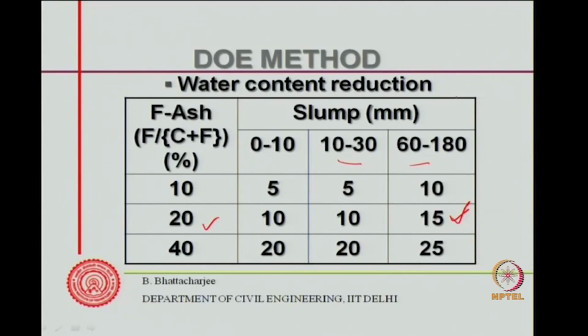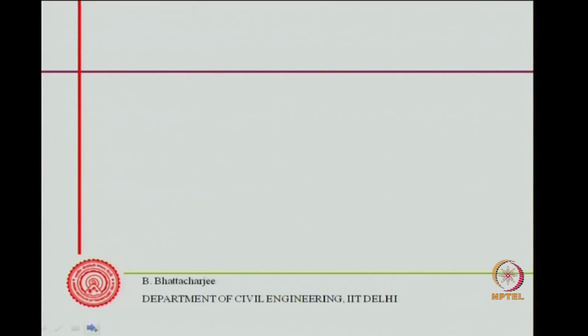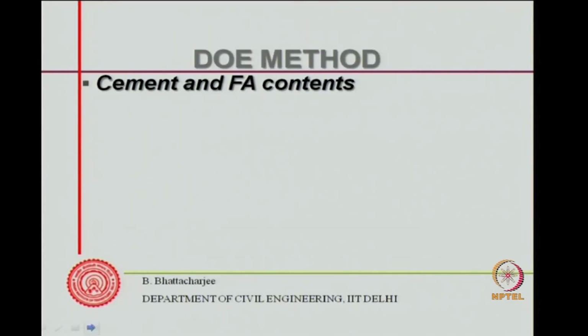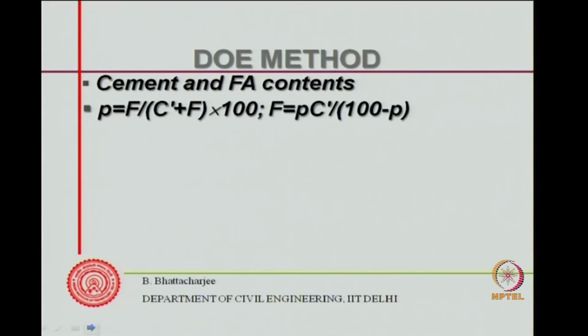So if it was 195, you can make it 180 and so on and so forth. So you can reduce it down. So your water gets reduced if you are using fly ash. What happens to the cement? How do you modify the cement? It suggests that you modify the cement content in this manner.